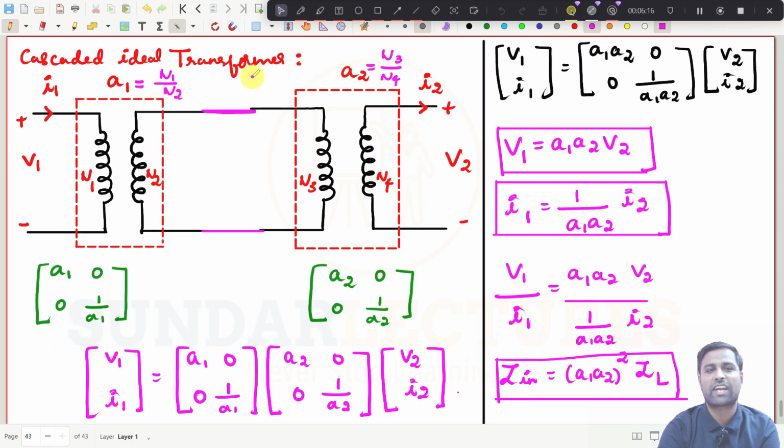And also we have taken the cascaded ideal transformer. We connected two ideal transformers in a cascaded manner, and applied the concept of cascaded two-port network connections, multiplication of two ABCD parameters. And we wrote the relationship between V1 and I1 in terms of V2 and I2 straight away in a single step. That is what we have seen in this class, right?